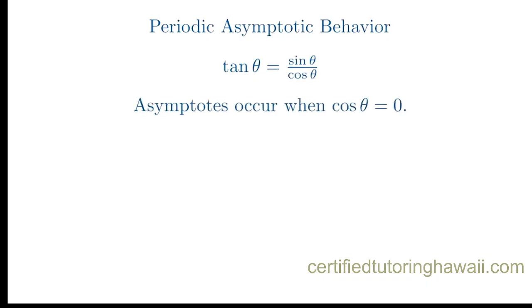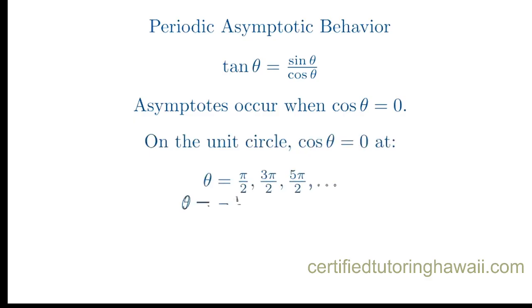Next, let's discuss another key characteristic, its asymptotic behavior. We've established that tan theta equals sine theta over cos theta. The tangent function has periodic asymptotic behavior. This happens whenever its denominator, cosine of theta, is equal to 0. When does cosine of theta equal 0? On the unit circle, the x-coordinate is 0 at the top and bottom of the circle. This occurs at angles of pi over 2, 3 pi over 2, 5 pi over 2, and so on.